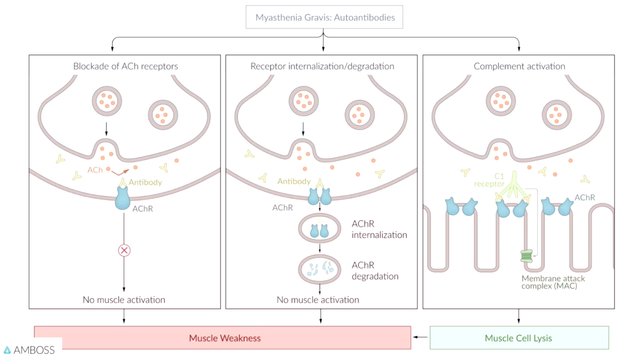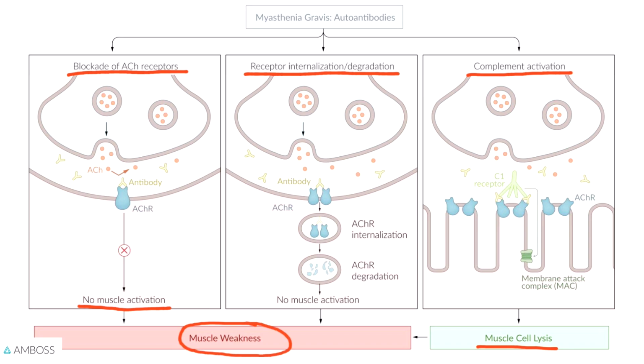And here's another image from our partnership with Amboss. If we look at this image, we can see the pathophysiology of myasthenia gravis and how autoantibodies contribute to this disease. Notice that in the first part of this picture, we can see the blockage of acetylcholine receptors by autoantibodies. This leads to signal blockage, and as a result, no muscle is activated. The second part shows acetylcholine receptor internalization and degradation, and therefore muscle weakness. And the third part shows the activation of complement, as well as formation of the membrane attack complex, which leads to muscle cell lysis and muscle weakness.